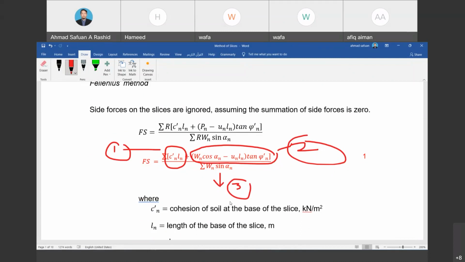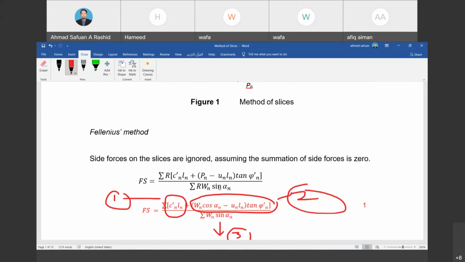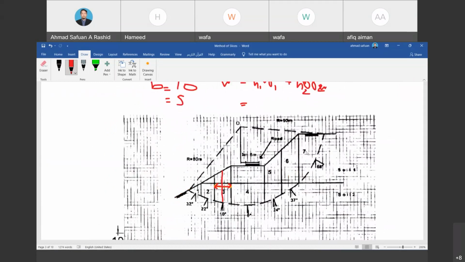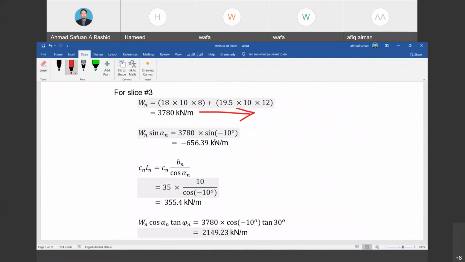Please do not count in total, but separate it first, for example into number 1, number 2, and number 3, because this is a part of the total slice. We have here 7 slices. If you solve this number 3, you will get the factor of safety for number 3. Then you repeat for number 2. At the end you total up the factor of safety values. So that is for the W.